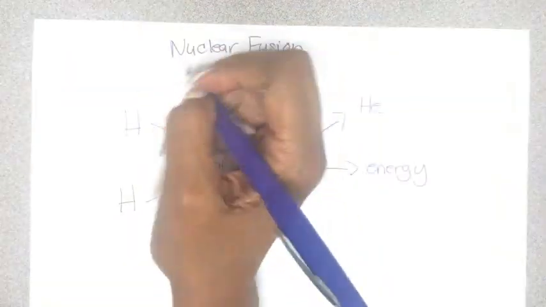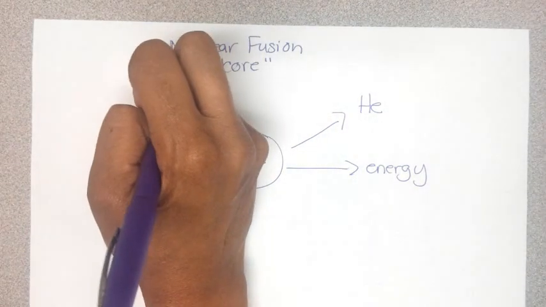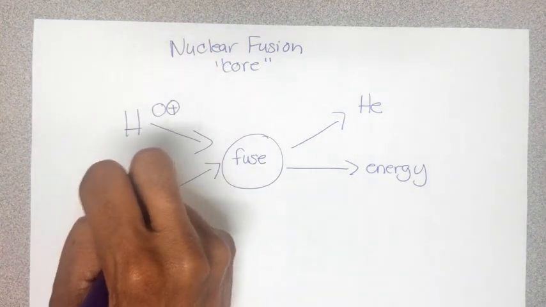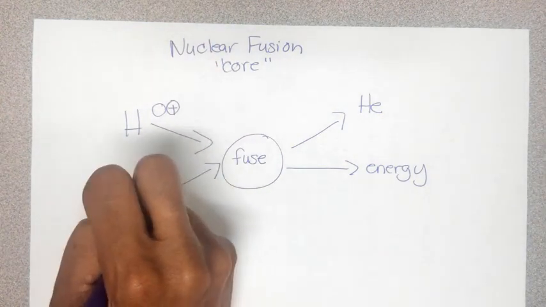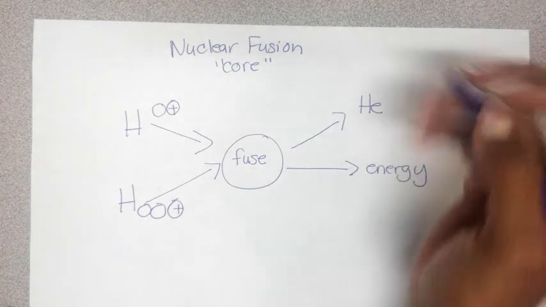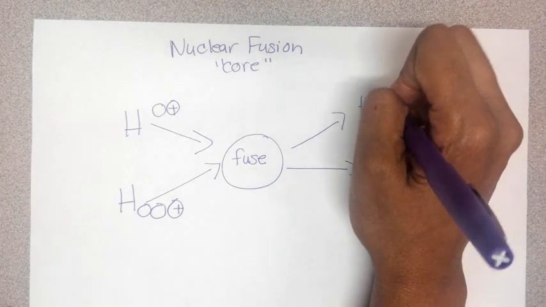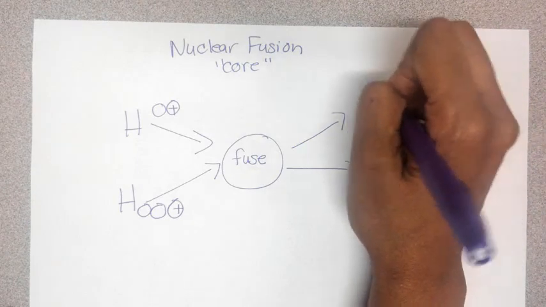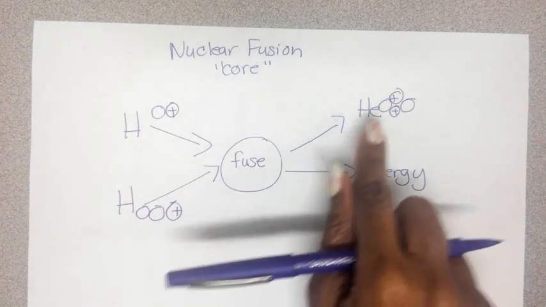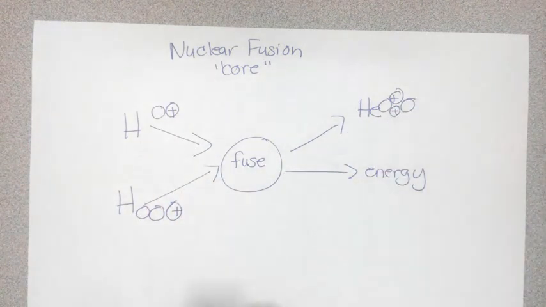Okay, so you might see something like this on your test. These fuse together and you get helium and energy. So make sure you know hydrogen fuses to make helium and energy, and that's what causes the star to shine.